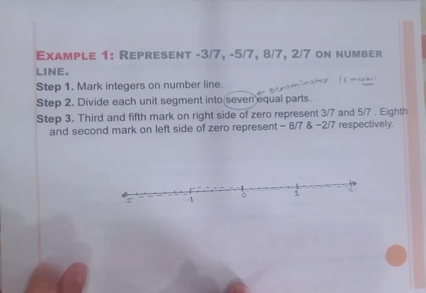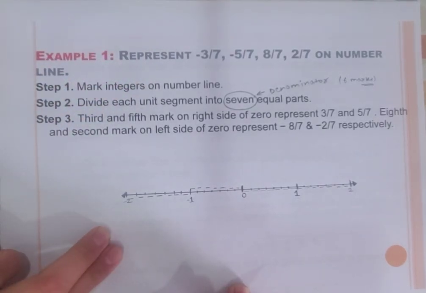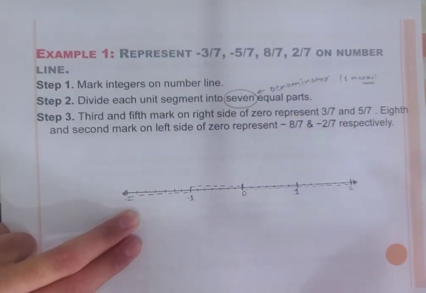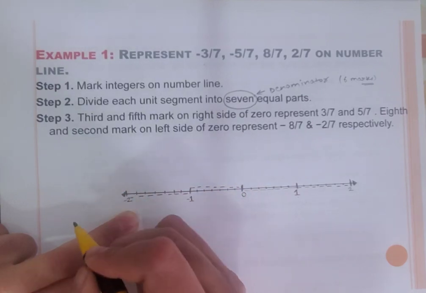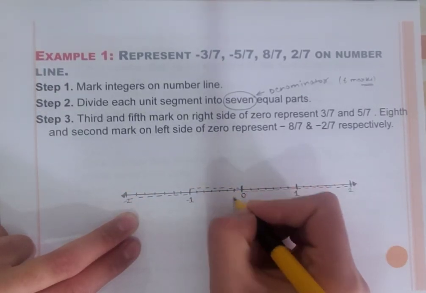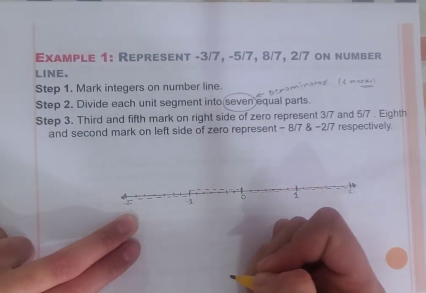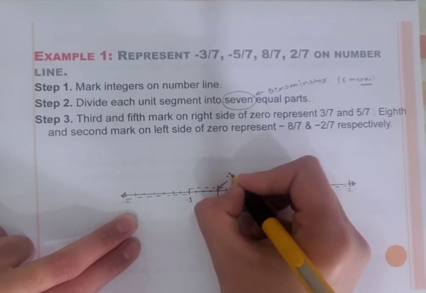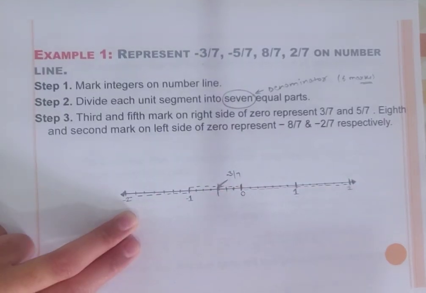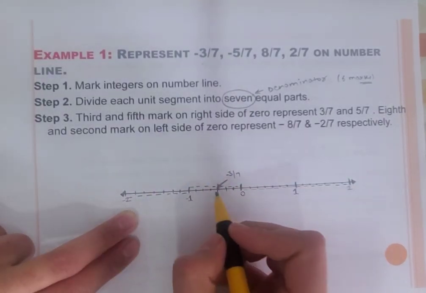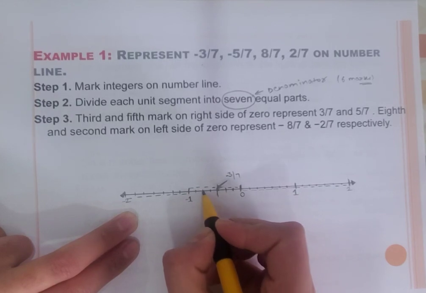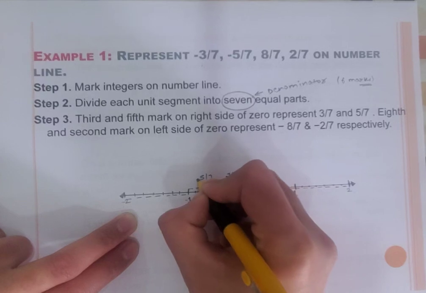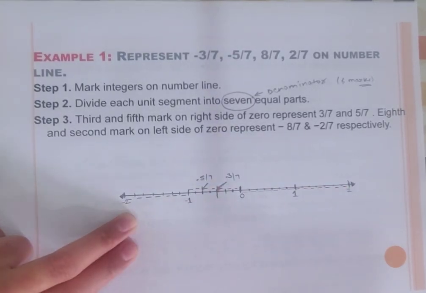So after dividing each unit into 7 equal parts, now we can put minus 3 by 7. Minus is always to the left of the 0. This is minus 1 by 7, minus 2 by 7. This is the minus 3 by 7. Then we have to put minus 5 by 7. Minus 4 by 7. This is minus 5 by 7.